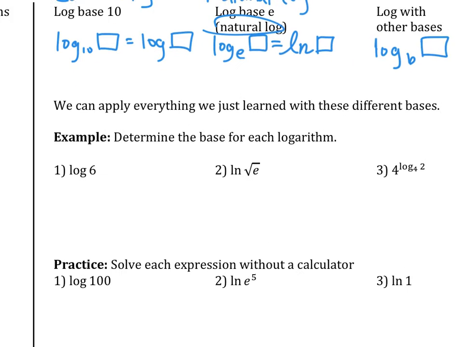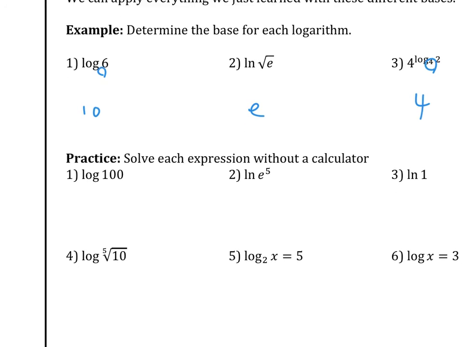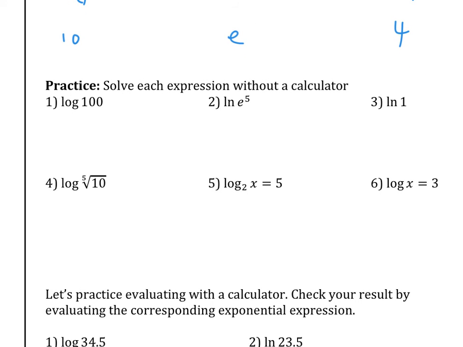All right, let's go ahead and apply our rules for these. But first, let's have you pause the video and then determine 1, 2, 3. What are the bases for these logs? Number 1, 10, because when there is nothing written, that is understood to be a 10. Number 2, ln means e. Number 3, it's written here, 4. All right, so let's go ahead and practice these without a calculator. Let's try 1, 2, 3, 4, and then we'll do 5 and 6 together.